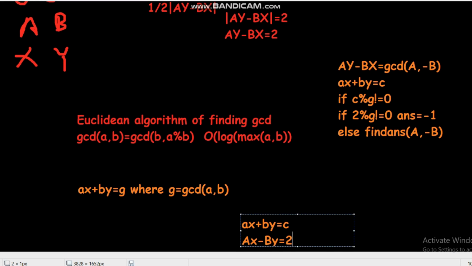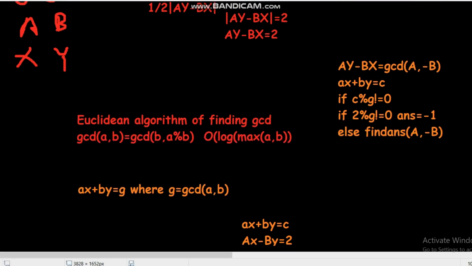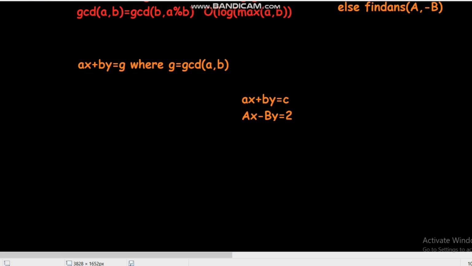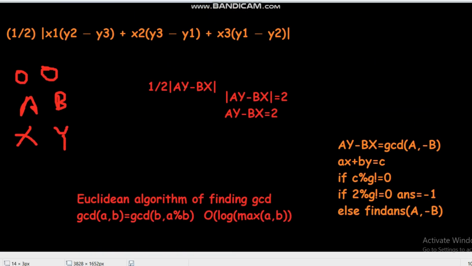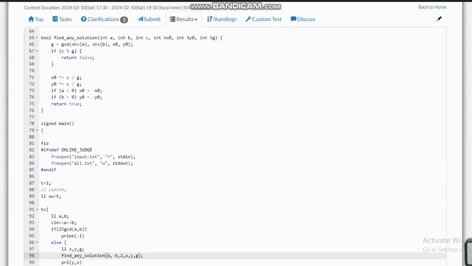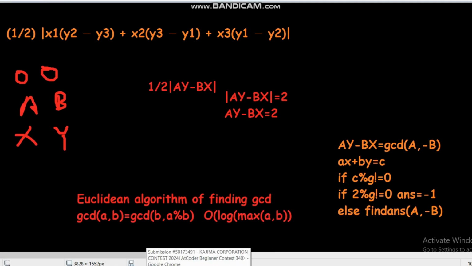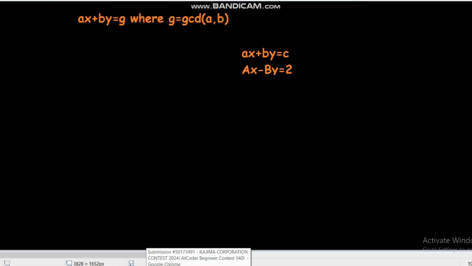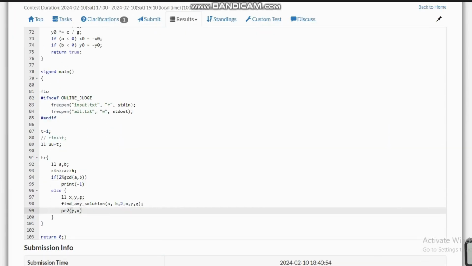Now one important part here is that we have to print x and y, and here we are finding y and x. So after that we have to print y comma x. We can't print x comma y because our equation is nothing but ay minus bx equals to 2. Okay, now let's look at the extended Euclidean algorithm that is mentioned here.